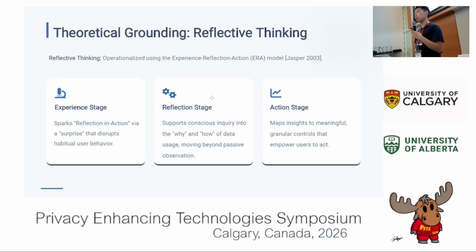The experience stage sparks reflection in action, where a surprise disrupts habitual user behavior, potentially through a contextual nudge or some alerts or hints. The reflection stage supports conscientious inquiry into the why and how of data usage, moving beyond passive observation, potentially through data consequences visualization, privacy risks visualization, or notifications.